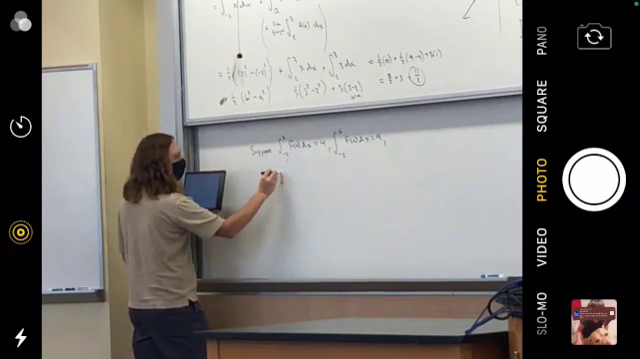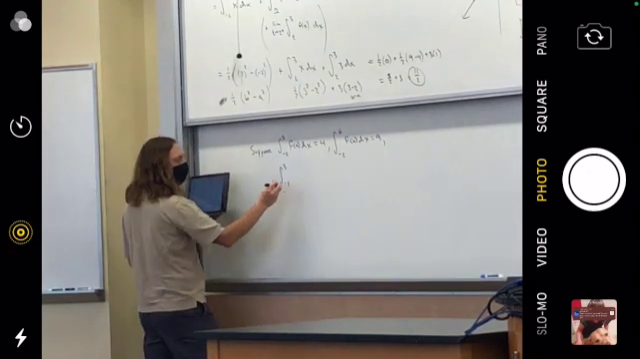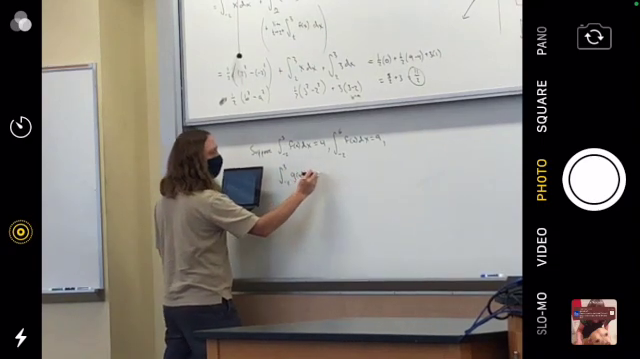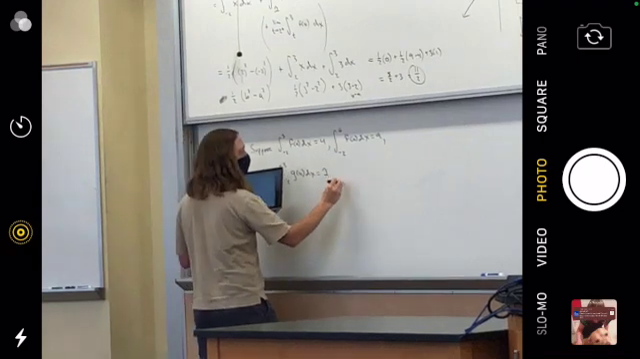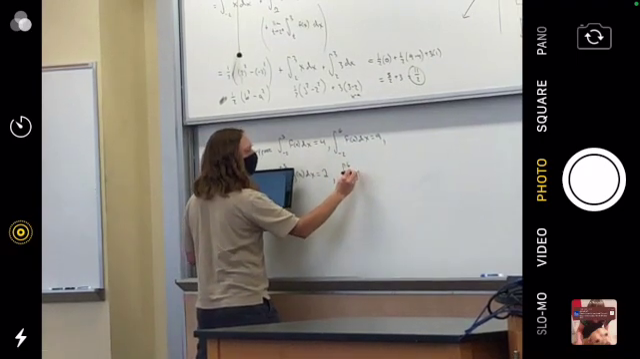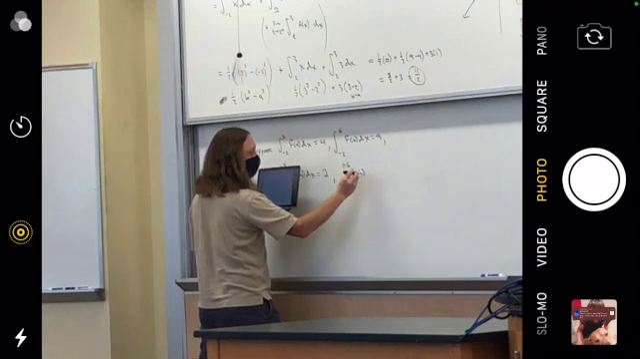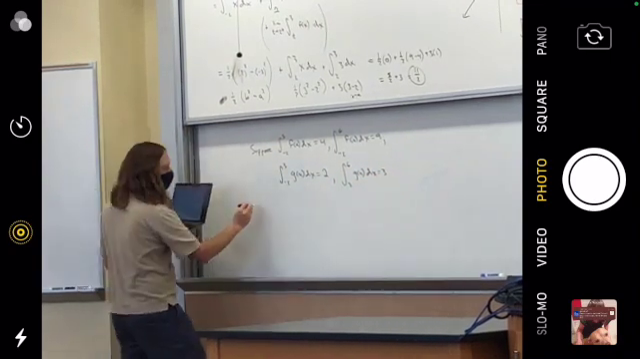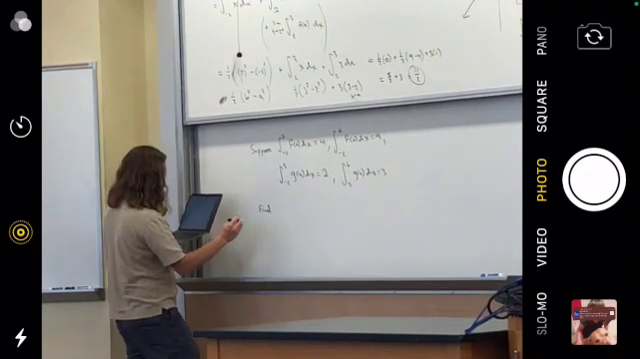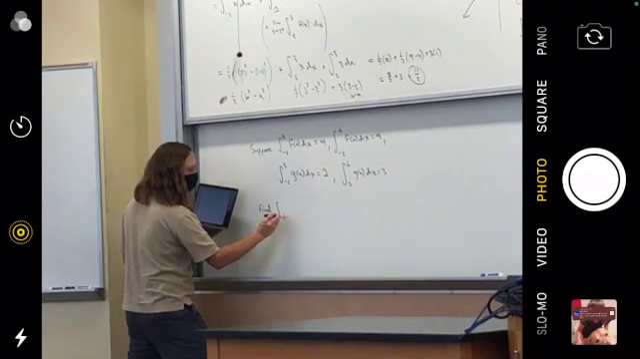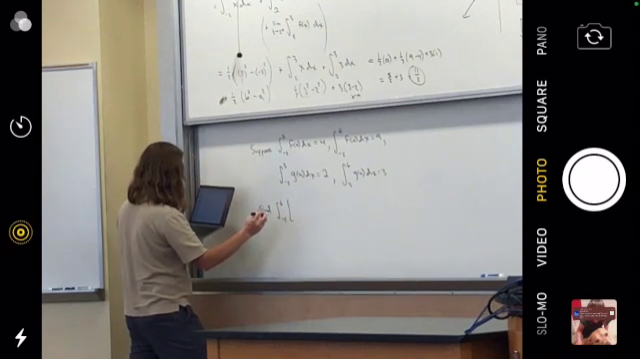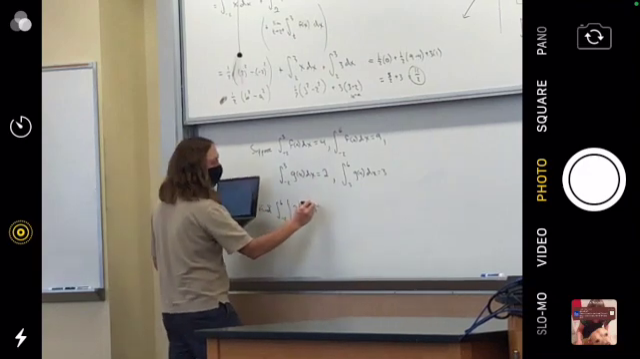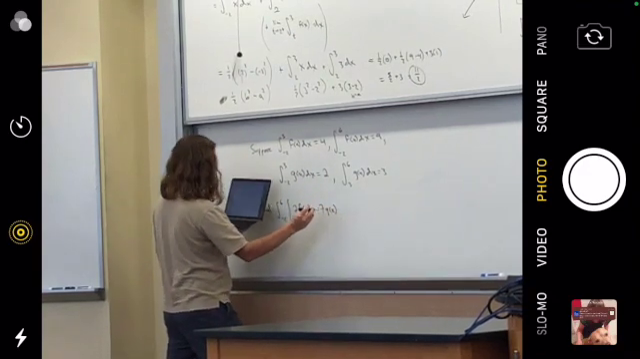The integral from -2 to 3 of another function g is equal to 2. And the integral from 3 to 6 of the function g is equal to 3. I want to find the integral from -2 to 6 of 2 times f of x plus 7 times g of x plus 1.